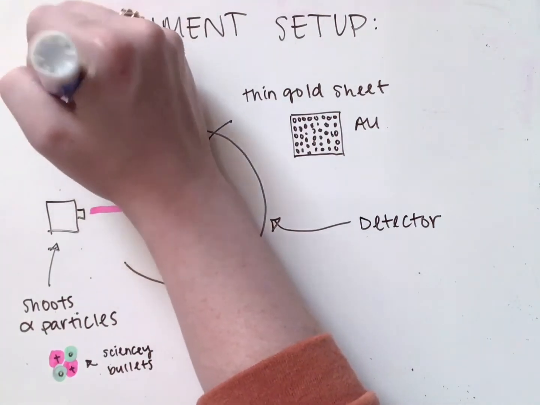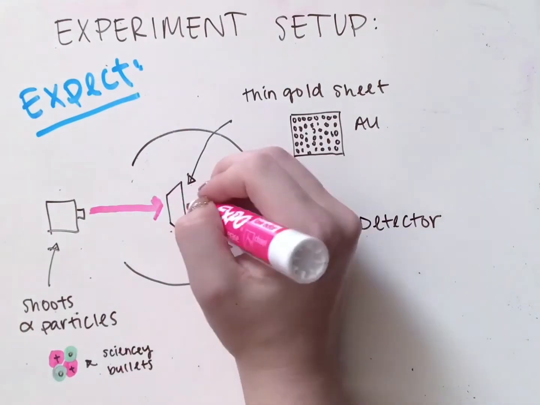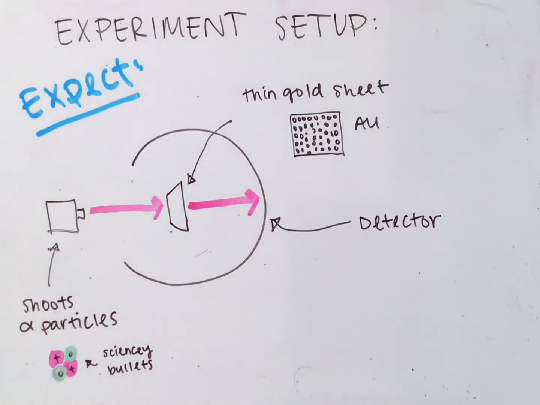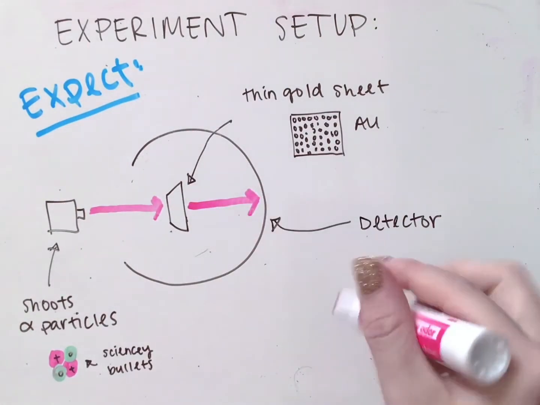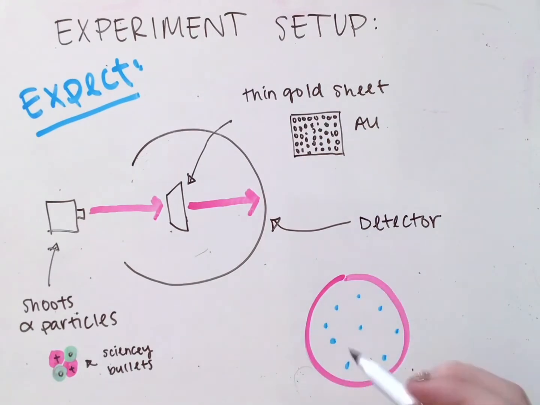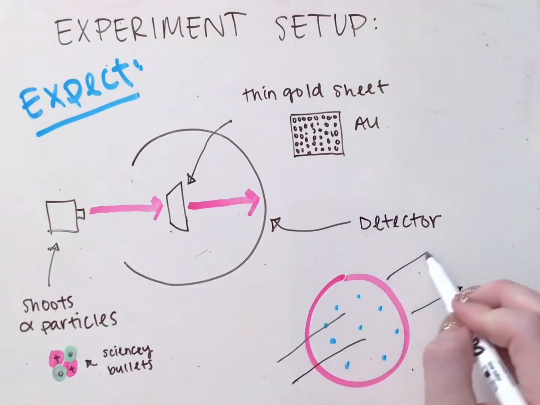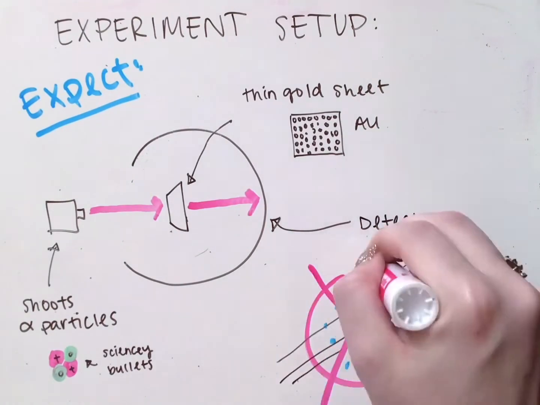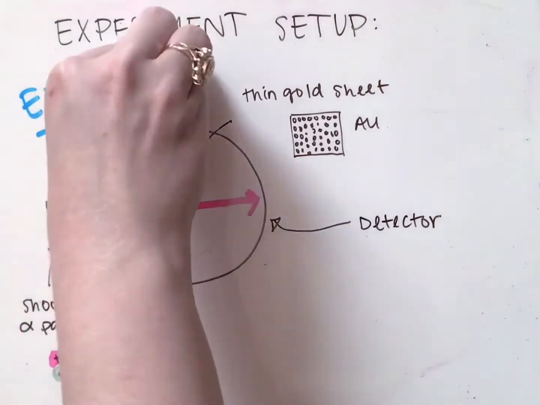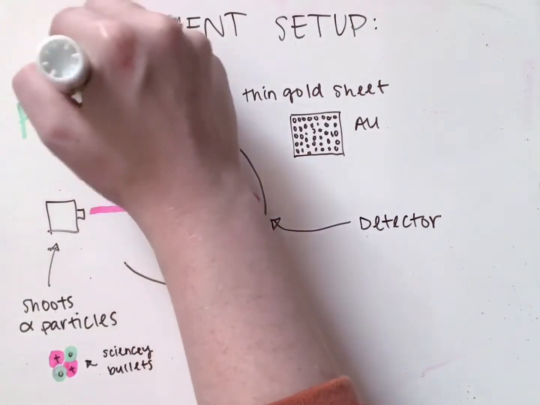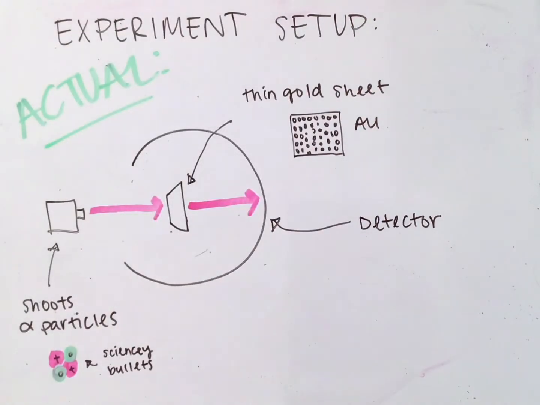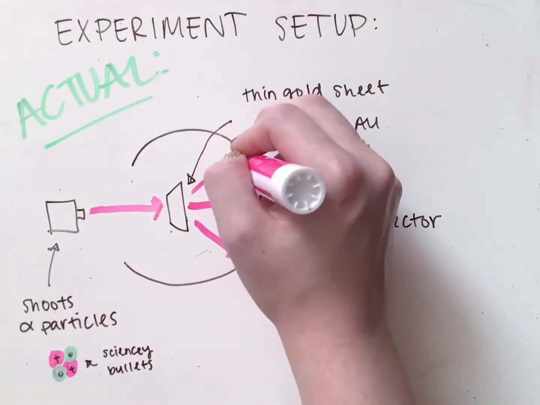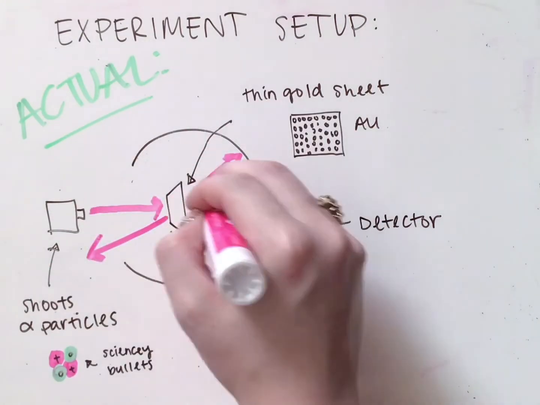So here's what he expected would happen. The alpha particles would shoot straight through the atoms in the gold foil and hit the detecting screen directly in front of the emitter. Rutherford said he expected it to be like shooting bullets through a piece of tissue paper. However, the experiment didn't quite go that way. While most of the alpha particles did hit the expected spot on the detector, some of the particles were deflected a little bit and some were deflected a lot.